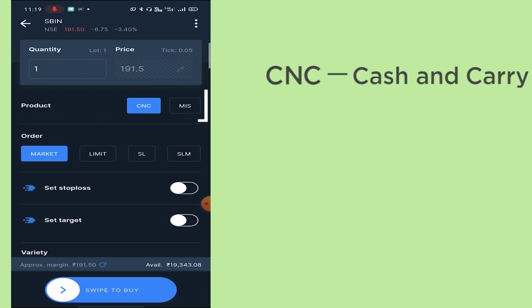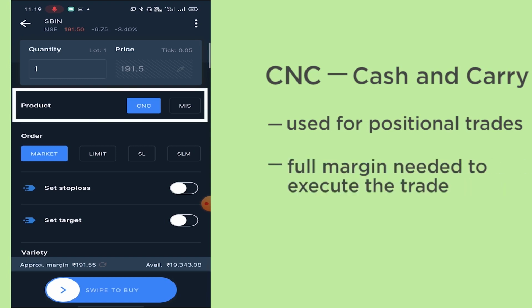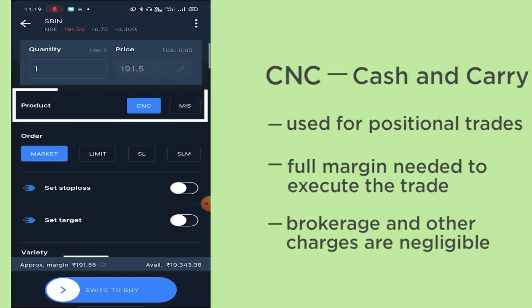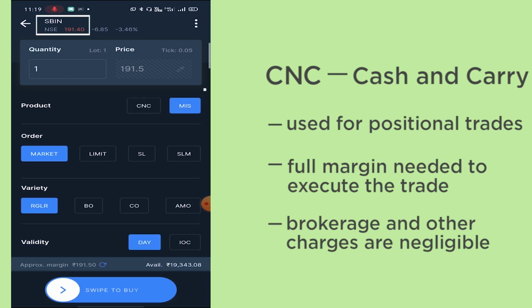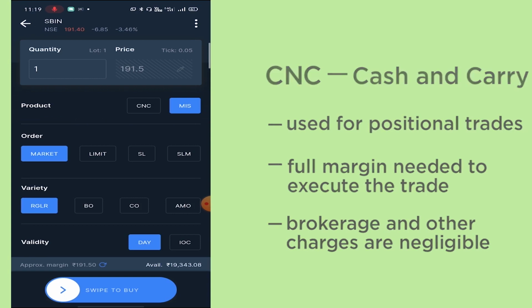CNC means cash and carry. The name only defines the meaning. You can carry the stock to the next day or for future holdings. If you select CNC, the approximate margin it is asking for at the bottom is 191.55. So whatever the share rate in the current market is, that price only you have to pay to buy the stock. You can see 191.5 rupees.